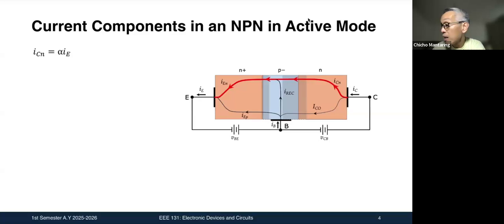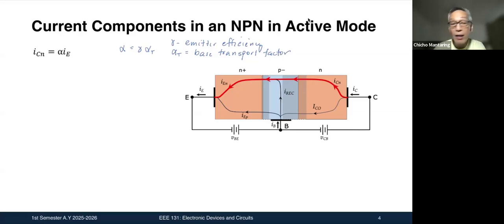alpha is equal to gamma multiplied by alpha_T, where gamma is our emitter efficiency, and alpha_T, we call this your base transport factor. So I recommend that you review what exactly is your emitter efficiency and what exactly is your base transport factor. Okay, so that is one component of your collector current.